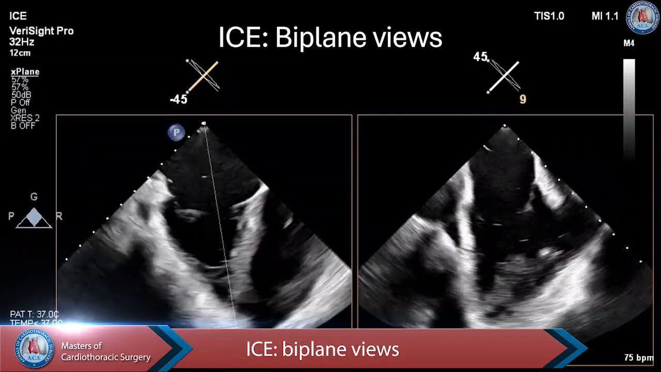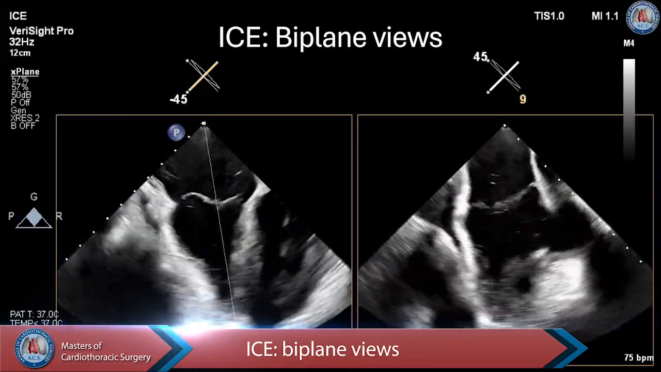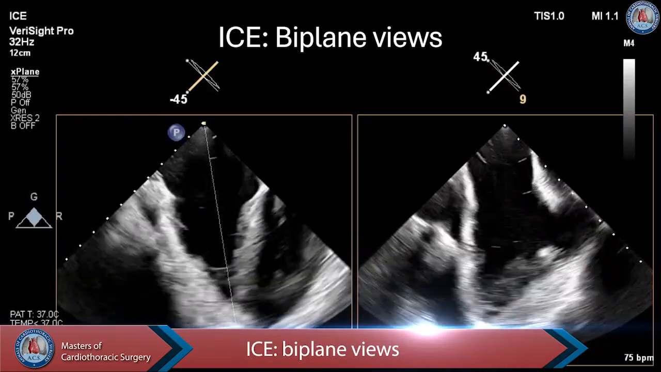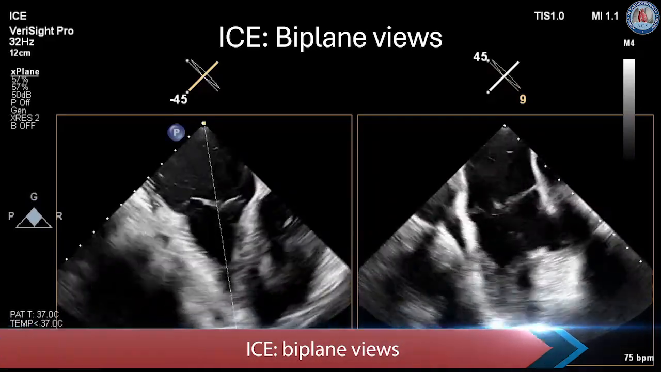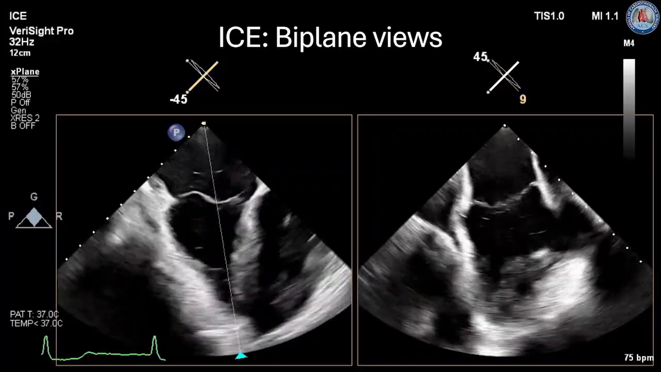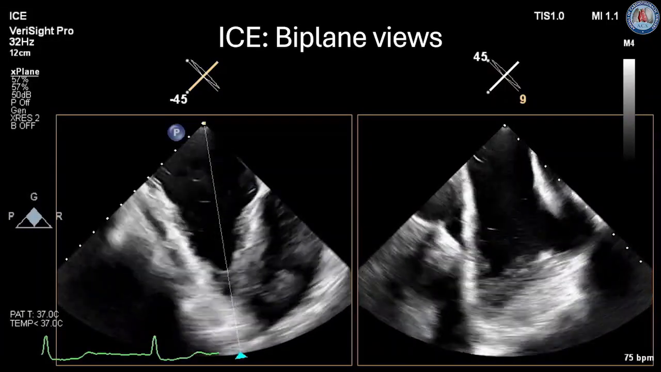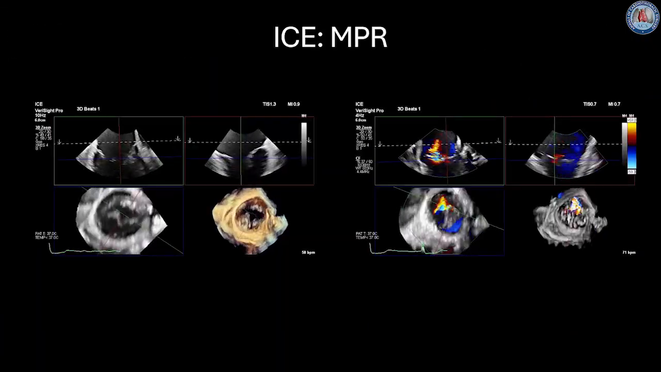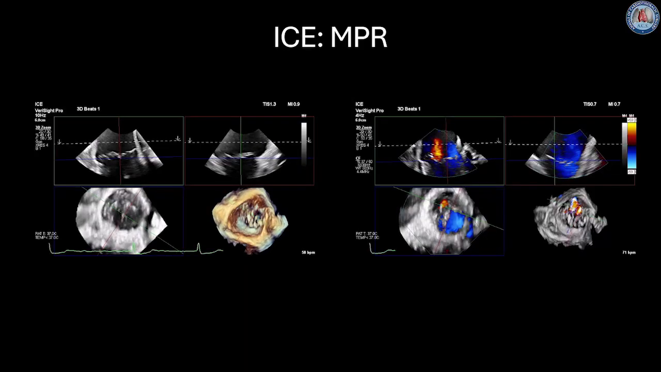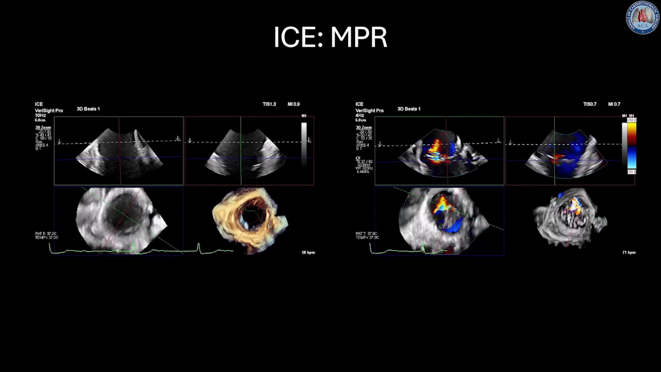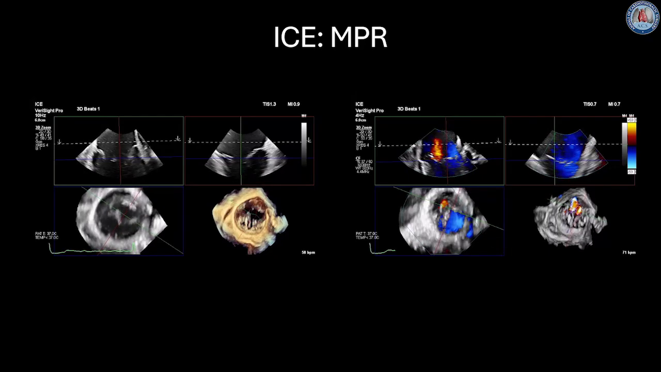Biplane imaging demonstrated excellent visualization of the tricuspid valve leaflets with minimal acoustic interference or shadowing. Imaging at -45 and 45 degrees provided the best resolution of the tricuspid valve leaflets. Multiplanar reconstruction from 3D ICE is shown here with and without color Doppler, highlighting tricuspid valve anatomy and regurgitant flow.